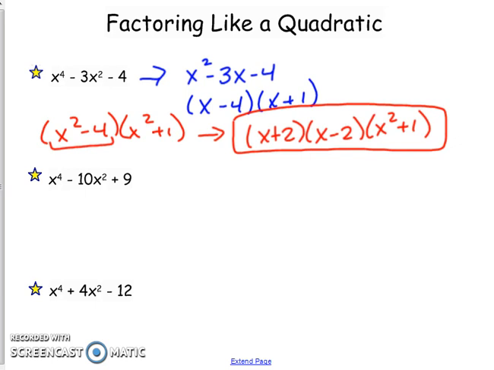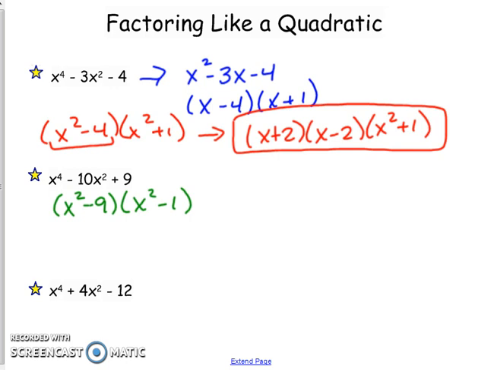Okay, so if we look at the next one, x to the 4th minus 10x squared plus 9. Again, pretend that it's quadratic. So what multiplies to 9 and adds to negative 10. So I can use negative 9 and negative 1. The only difference here is that I'm going to use x squared instead of x. So I'm using negative 9 and negative 1.